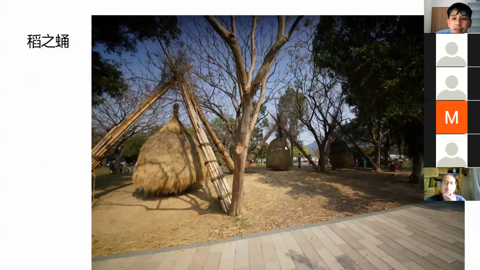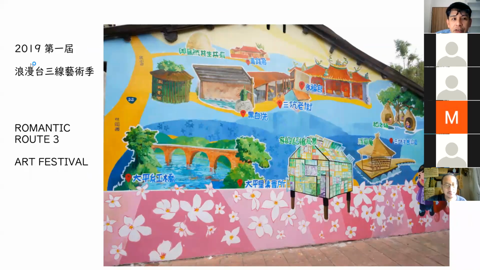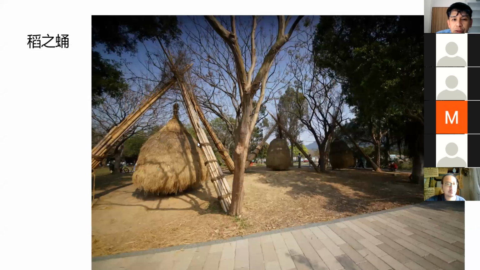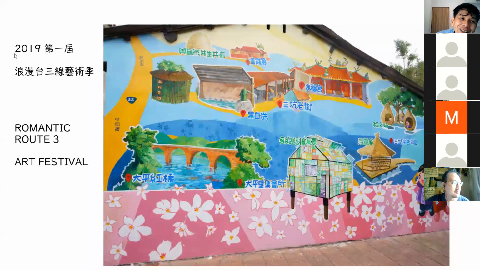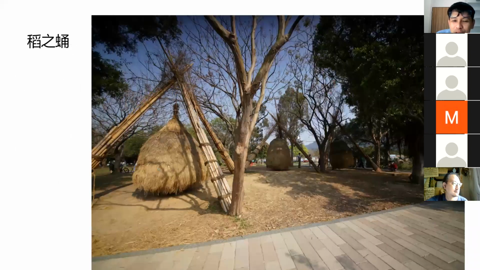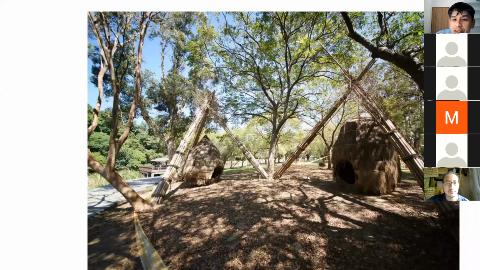Okay, that's the art festival last year. We invited artists from different countries, from Japan, Korea, Spain. Because in 2020, the coronavirus, COVID-19, also spread in Taiwan. So still, foreign artists came to this village and they did some landscape art.